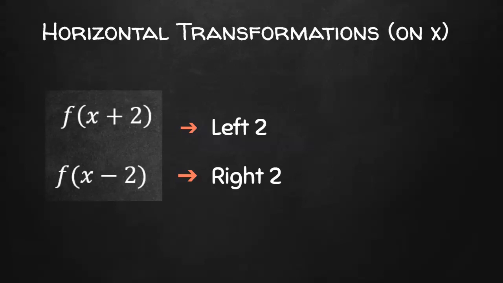Now, horizontal transformations happen on the x's. So notice that now all of these transformations are going to happen inside of your function, in the parentheses, right next to that x. So if you have f of x plus 2, that means you're going to go to the left 2. If you have f of x minus 2, you are going to the right 2.